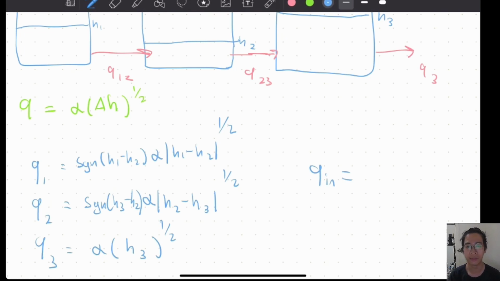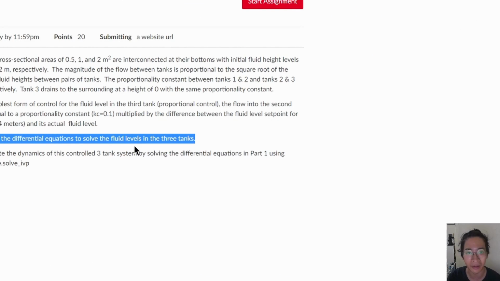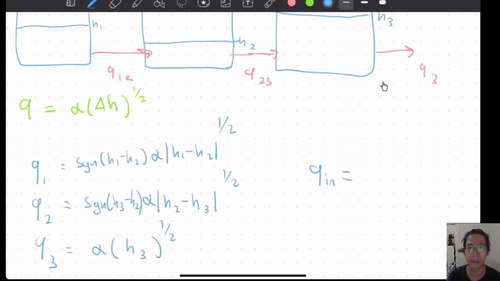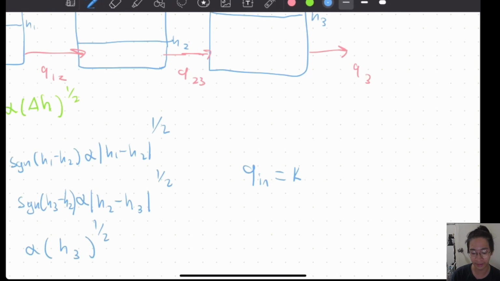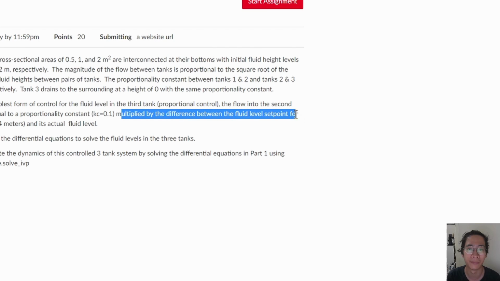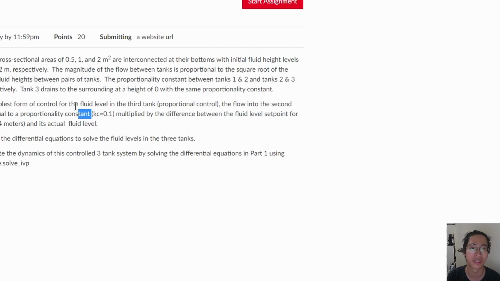What's Qn equal to? Well, let's go to our problem statement, because it's given there. The simplest form, proportional control: the flow into the second tank is set equal to the proportional constant, Kc, multiplied by the difference between the fluid level set point and the actual fluid level for the third tank. So it's dependent on the third tank. Qn is equal to Kc times the fluid level H3 SP, the set point, minus the actual height of the third tank. Let me double check that I'm not missing anything. Okay, we're all good.